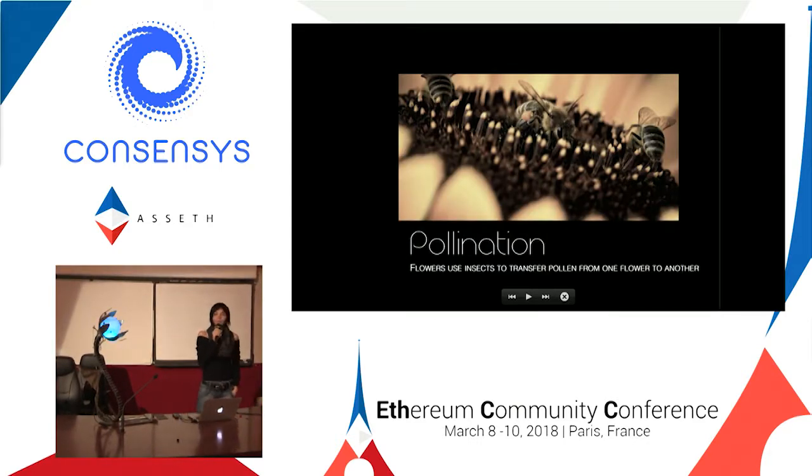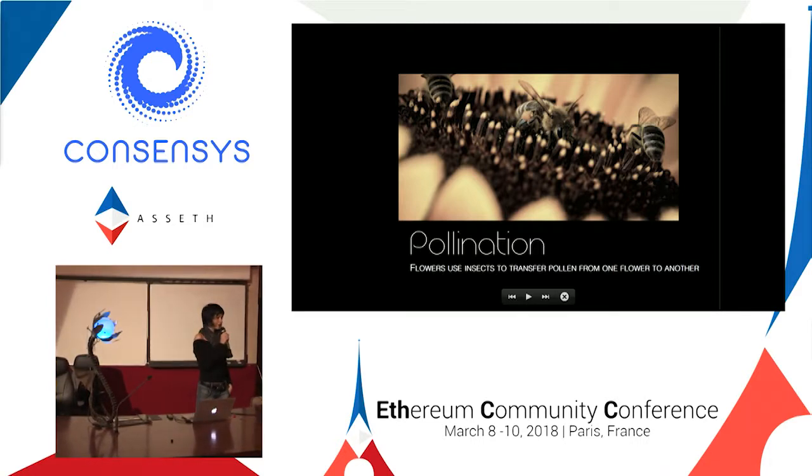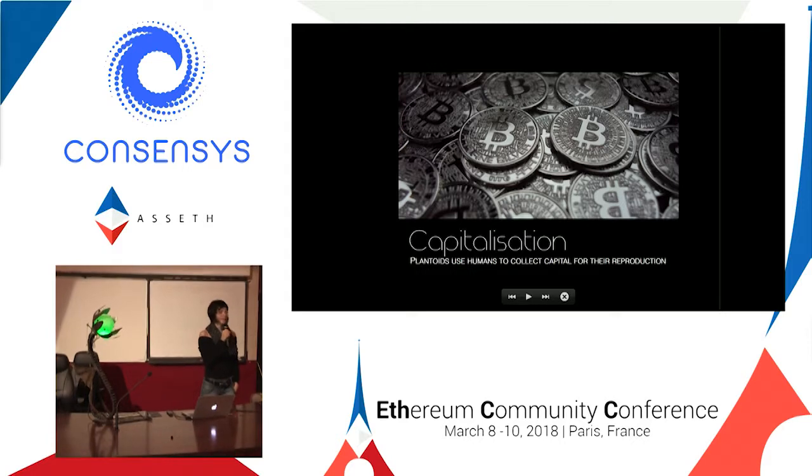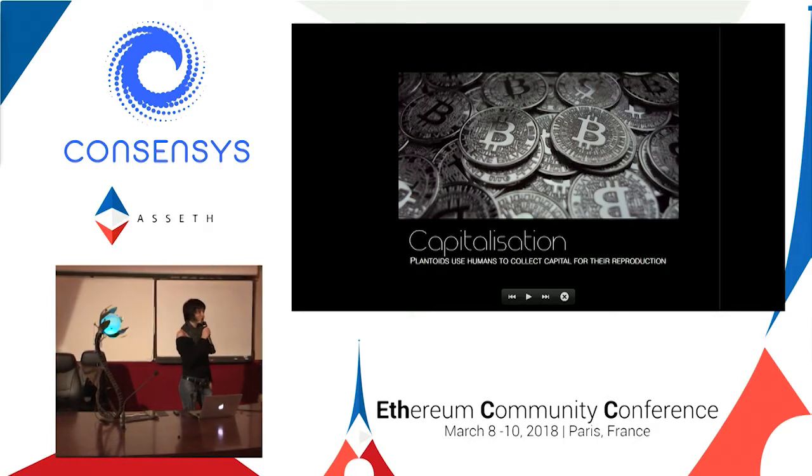And so how does a Plantoid reproduce? The Plantoid is the Android version of a plant. As opposed to traditional plants, which reproduce through the pollination process, which essentially requires the help of third parties, whether those are bees or butterflies, a Plantoid relies on the capitalization process, and so they also need the help of third parties in order to reproduce. In this case they rely on human beings that are willing to donate some cryptocurrencies to them.